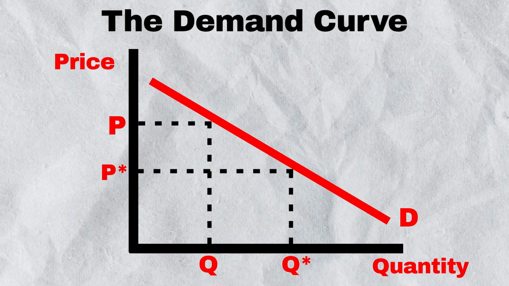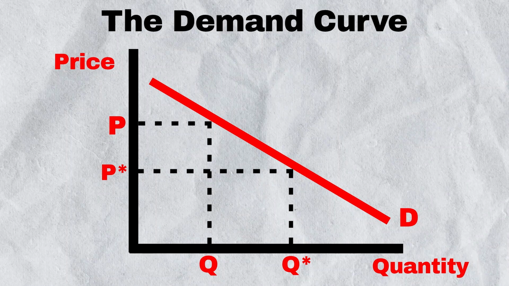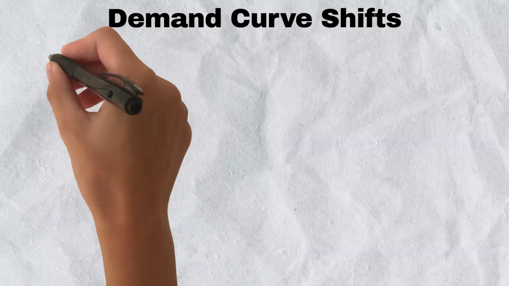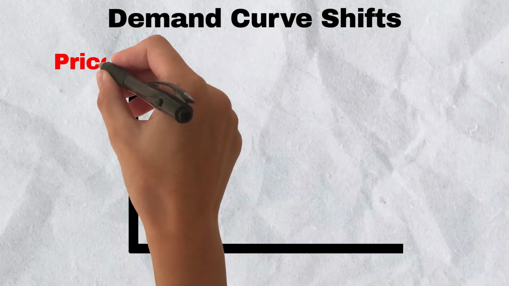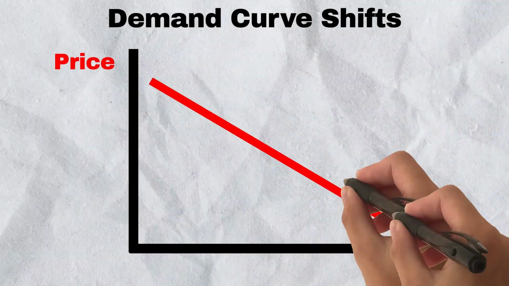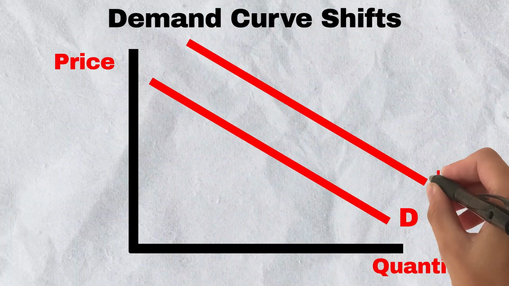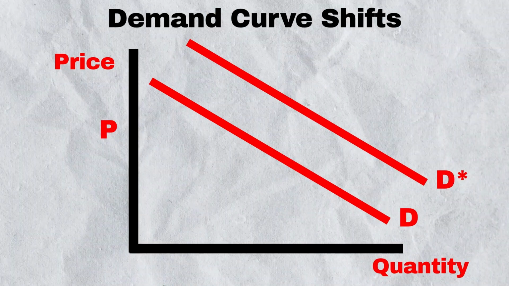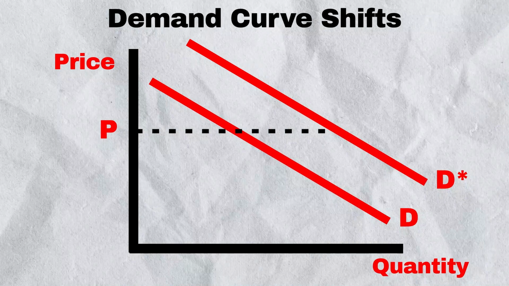Now things get a bit trickier, as we will discuss demand curve shifts. Demand curve shifts. First, start off by drawing the same graph as before, then we draw another demand curve to the right of the original curve. This is what a demand curve outward shift looks like.